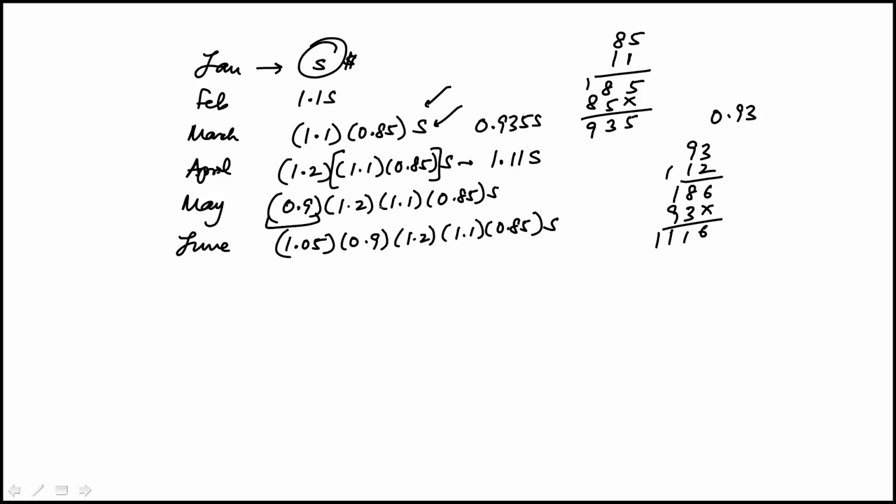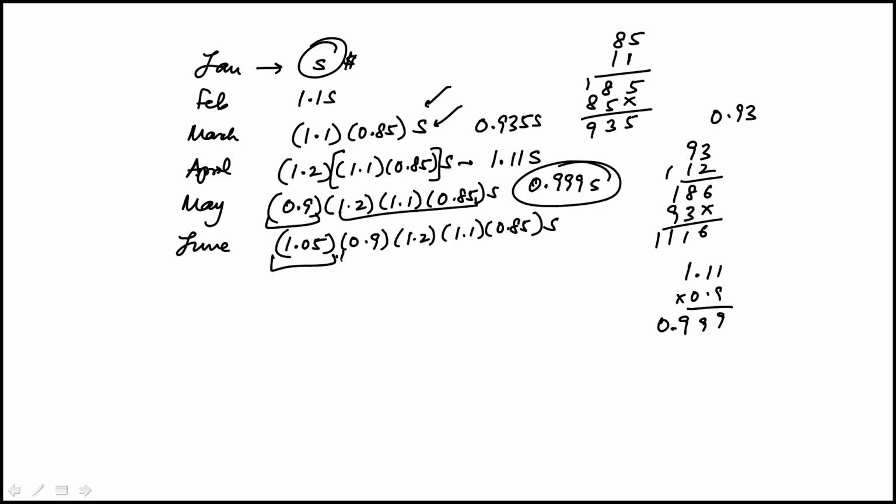Now we have 0.9 being multiplied. So that one looks like a good candidate. Yep, it will be 0.999 S, which is very close to S. And here we know we'll get another multiplier of 1.05 that will exceed that. So the answer is May.